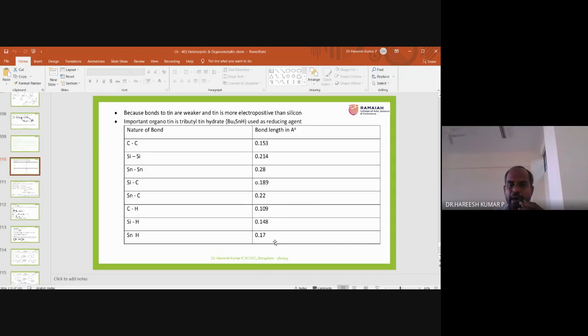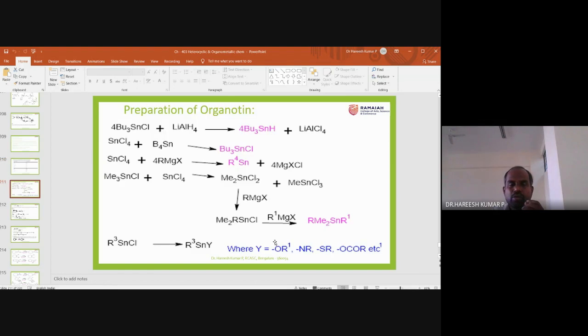The next slide will give you the information about preparation, the preparation of stannic compounds. So look here. This is called tributyl tin chloride. When it is treated with lithium aluminum hydride, it gives tributyl tin hydride. This is TBTH, which is used as a reducing agent.